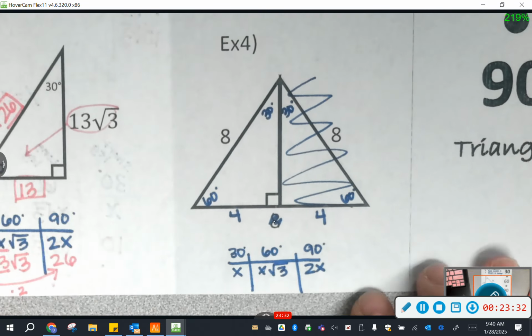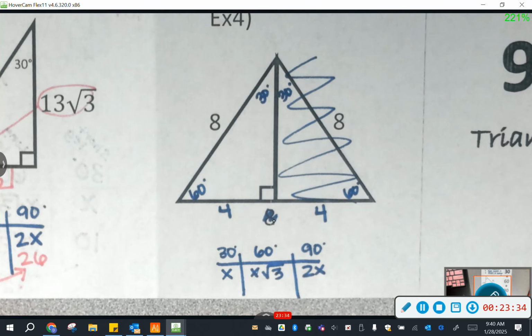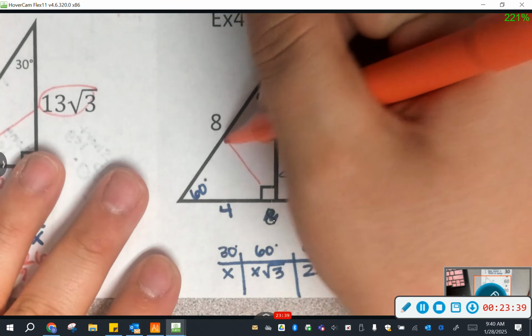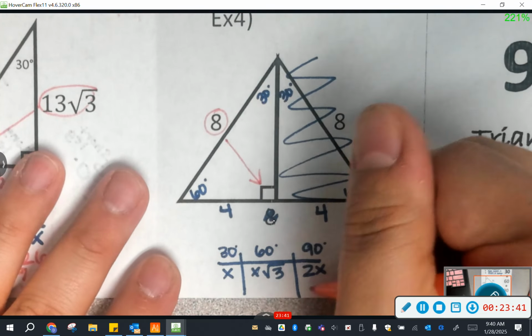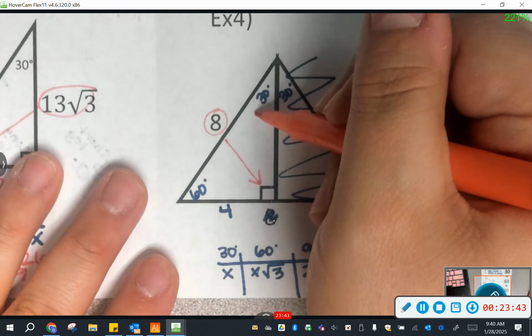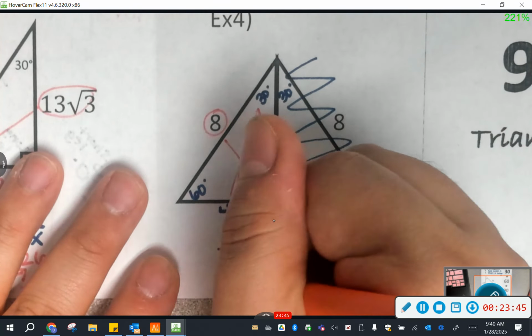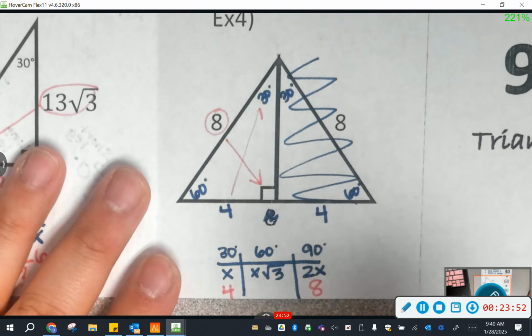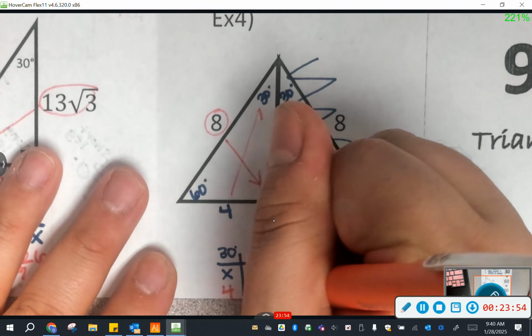I'm writing my chart. And I already have, across from the 90, what do I have? 8. But I even already figured out what was across from the 30. What's the only thing I'm missing? The middle one. What's going to go in the middle? 4 square root of 3.